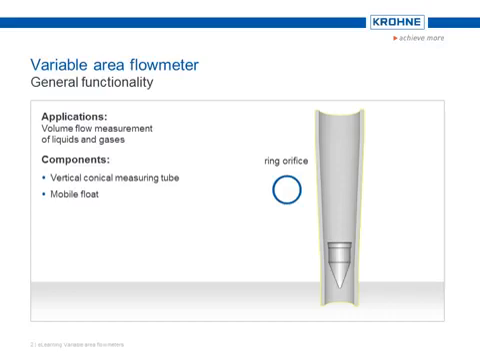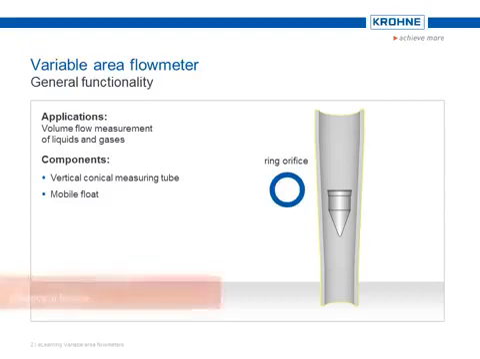When there is no flow, gravity keeps the float at the bottom end of the measuring tube. As soon as the medium flows through the tube from bottom to top, the float rises again, until the acting forces are in balance. I'd like to explain this in more detail.